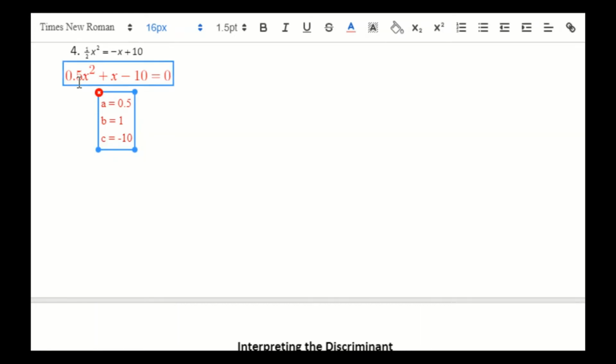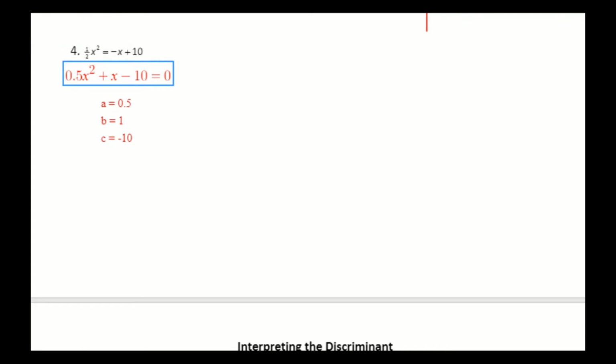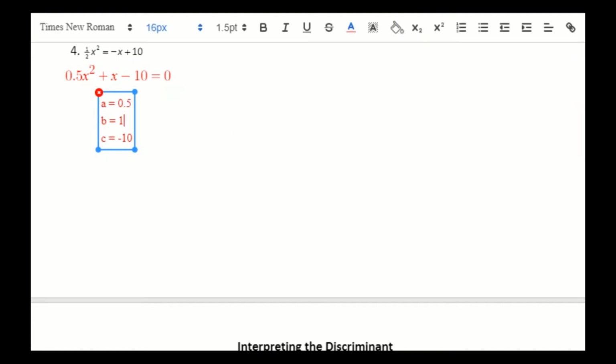So up here is where it's in standard form. Again, sorry about that. Got to keep my eye on my recording. And so here's a is 0.5, b is 1, c is negative 10. All right, now that you can actually see it, let's jump into the quadratic formula.